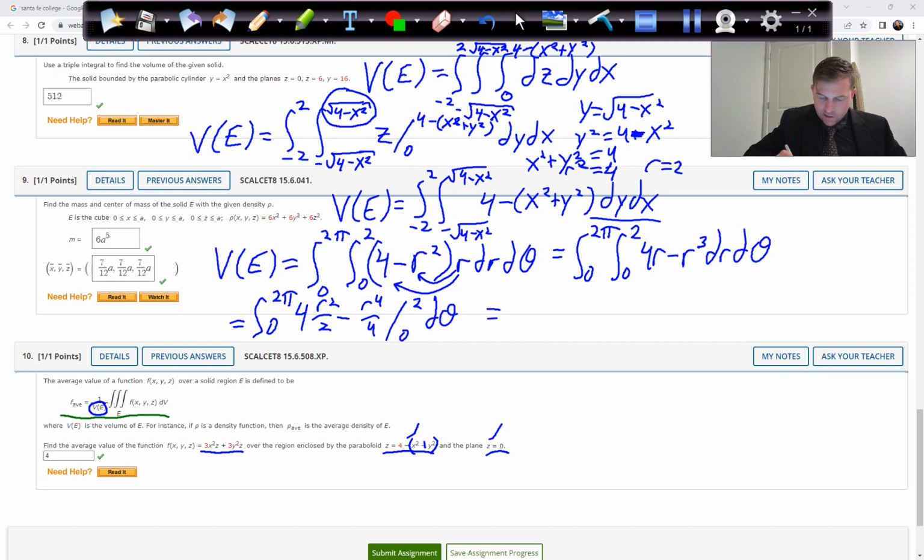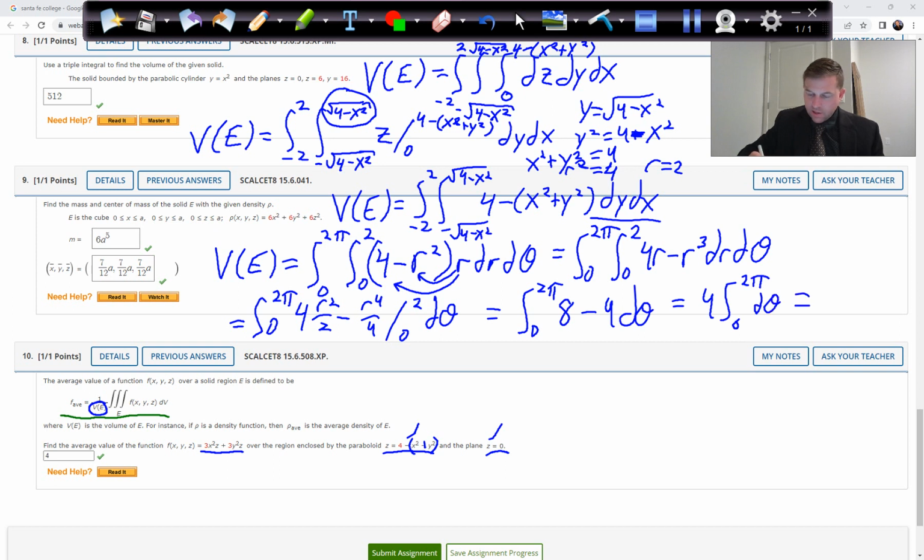And that's going to give us 0 to 2 pi. This is going to be 2 squared is 4 over 2, which is 2 times 4 is 8, minus 2 times 2 is 4, times 2 is 8, times 2 is 16 over 4, which is 4, d theta. So we get 4 antiderivative 0 to 2 pi of theta, and that's just going to be 4 times 2 pi minus 0, which is 8 pi. And that is just this term I circled.